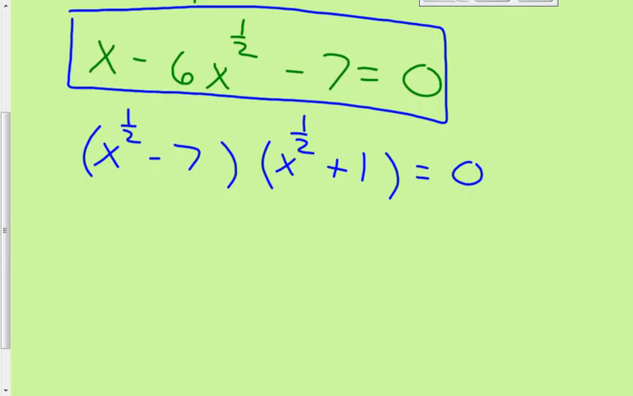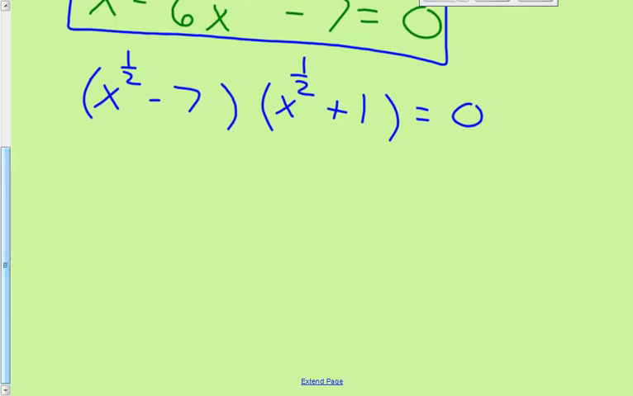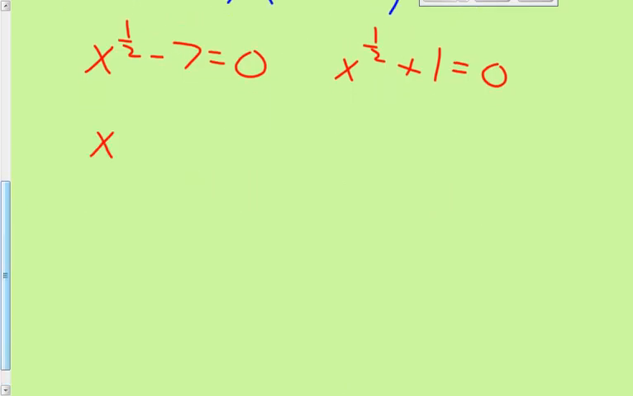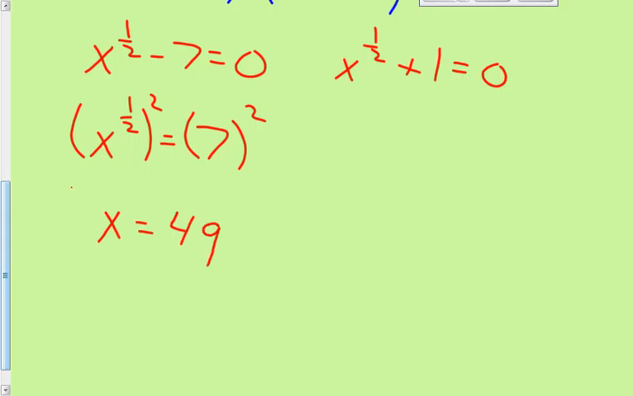Now we have these two binomials. Let's set each of them equal to 0. X raised to the 1/2 minus 7 equals 0, and x raised to the 1/2 plus 1 equals 0. So now we have x raised to the 1/2 equals 7. So now if we square both sides to get rid of that exponent of 1/2, we get x equals a positive 49. There's one of our answers.